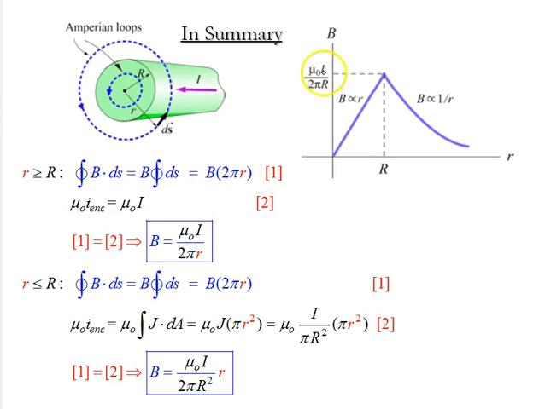relationship. So in summary, if we have a uniform current flowing through a wire, uniformly distributed, we can find our magnetic field at r greater than or equal to R, and that we found with Biot and Savart. It's inversely proportional to the perpendicular distance away from the wire. For r less than or equal to R, our magnetic field is proportional to the distance we are from the center of the wire. So we have an increasing magnetic field and then a decreasing magnetic field as we move away from the wire.